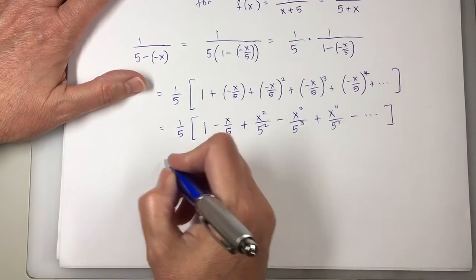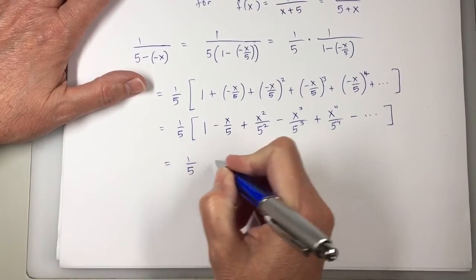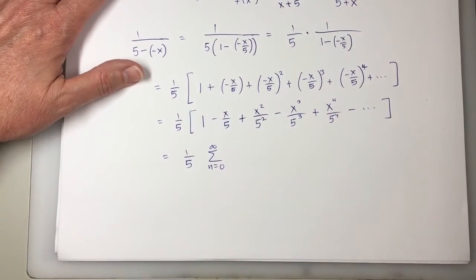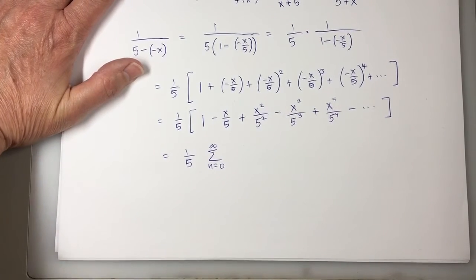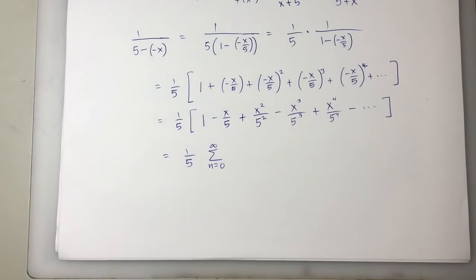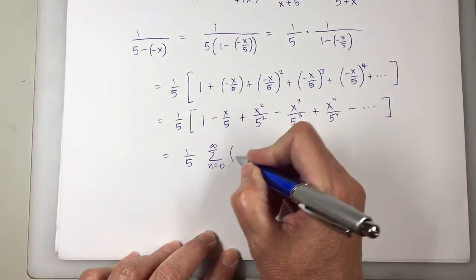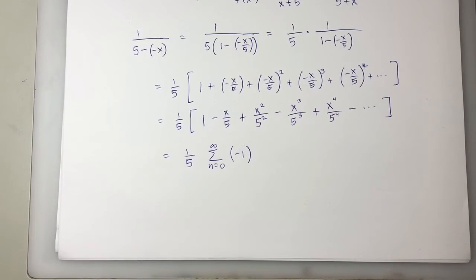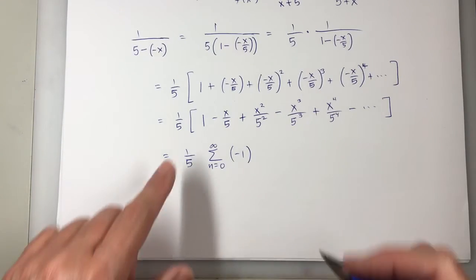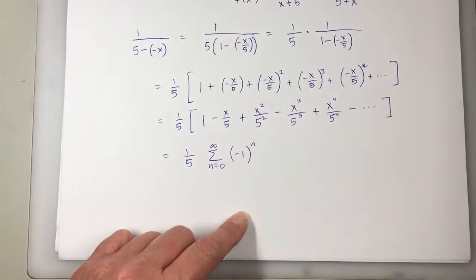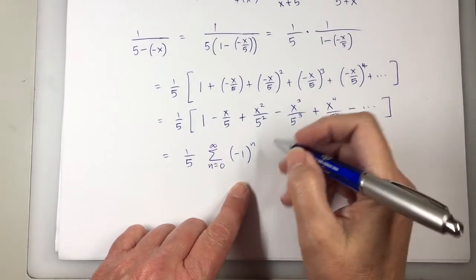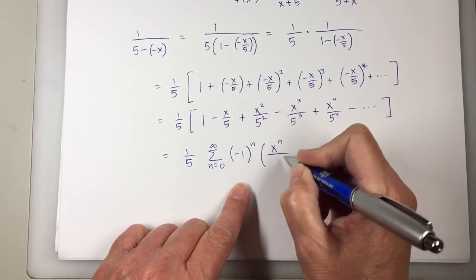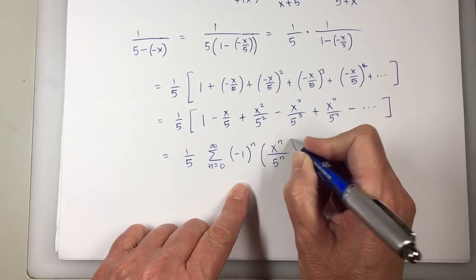I'm going to write it in the summation notation. I'll start in at 0, and then I'm looking and thinking it is alternating, so negative 1, what's the power, n or n plus 1? N, because the first term's positive. Negative 1 to the n, and then I'll have x to the n over 5 to the n.